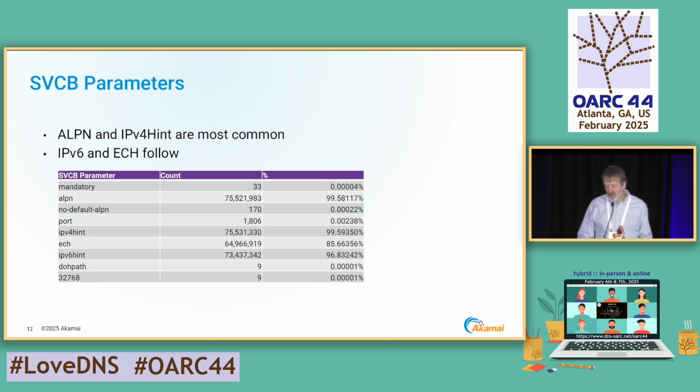The other parameters are really noise, I mean, port. And the 32768, if people remember the adaptive DNS draft that Apple supplied to the IETF a couple of years ago, looks like they've implemented that, because it was only Apple domains, and it's not really used otherwise outside there.